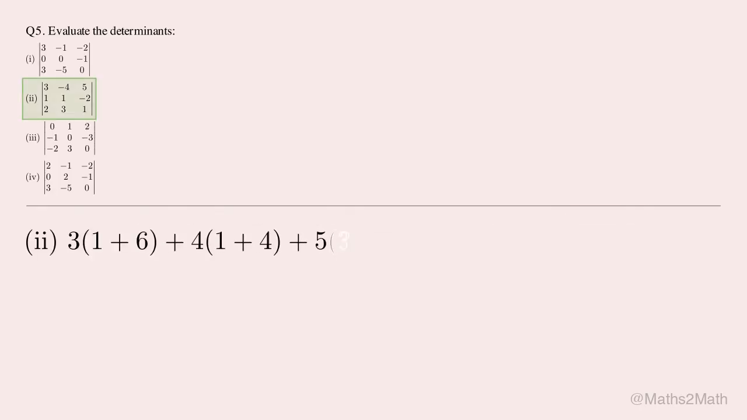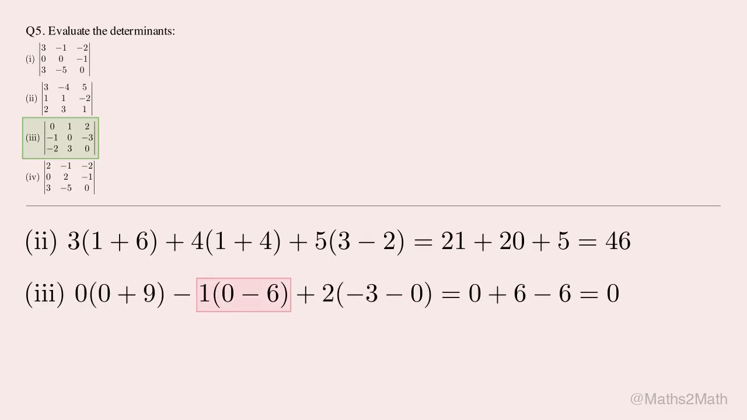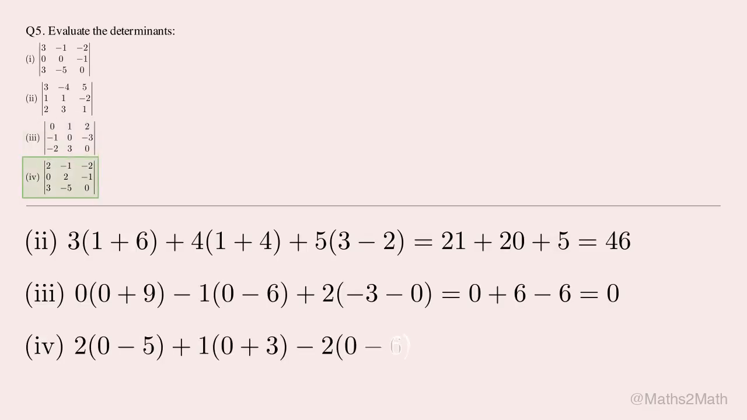Part 2 expanding along the first row, 3 times 7, plus 4 times 5, plus 5 times 1. Part 3, 0 minus 1 times minus 6, plus 2 times minus 3, 0, as every odd-order skew determinant must be. And Part 4, 2 times minus 5, plus 1 times 3, minus 2 times minus 6, 5.